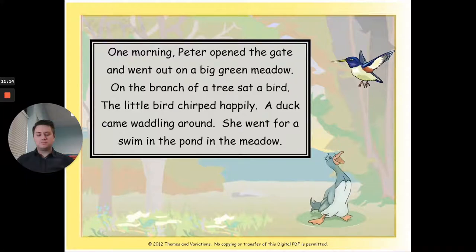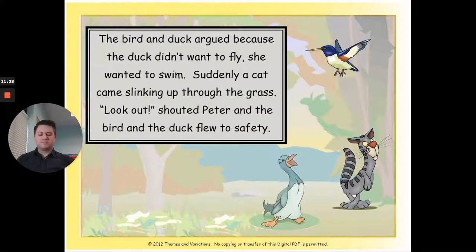One morning, Peter opened the gate and went out on a big green meadow. On the branch of a tree sat a bird. The little bird chirped happily. A duck came waddling around. She went for a swim in the pond in the meadow. The bird and duck argued because the duck didn't want to fly. She wanted to swim. Suddenly a cat came slinking up through the grass. "Look out!" shouted Peter, and the bird and the duck flew to safety.